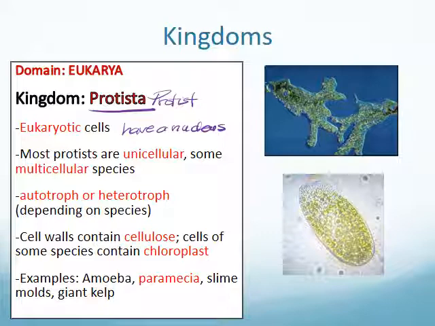Now you notice right here, these guys have some little green things in them. Do you remember what you learned that was green? And it would be able to help the cell. If you said chloroplast, then you are correct, because a chloroplast is what the cell uses to make food from sunlight. So the cell walls are going to contain cellulose, and some of them, like we just said, are going to have chloroplast in them. So that could be an amoeba, it could be a paramecium, slime molds, giant kelp. So those are some examples of some protists.